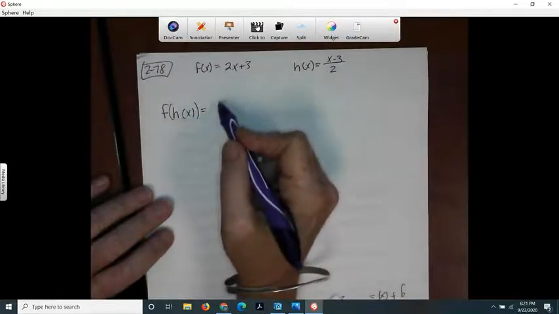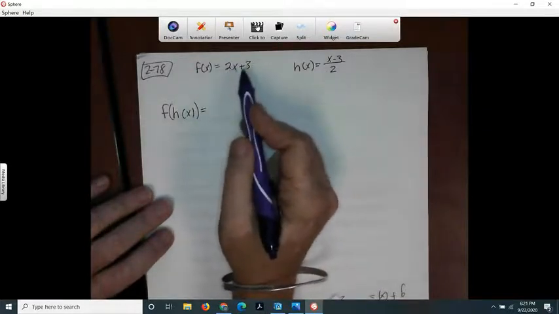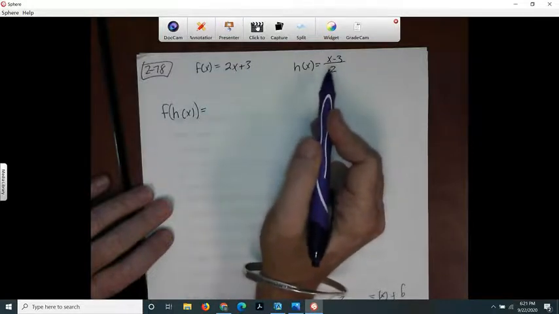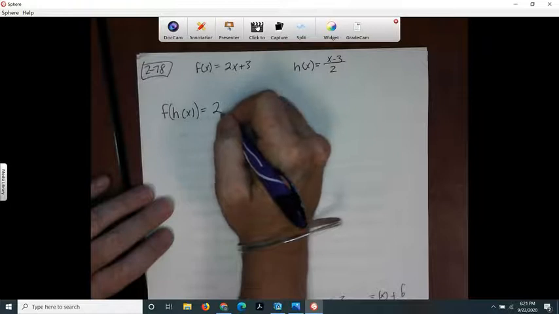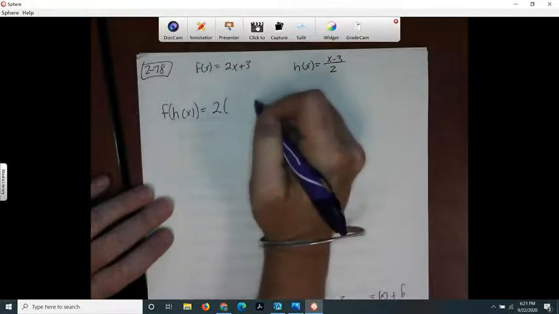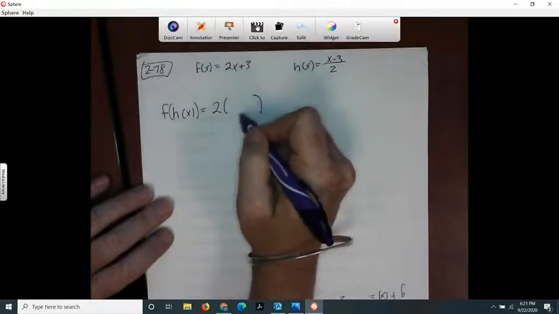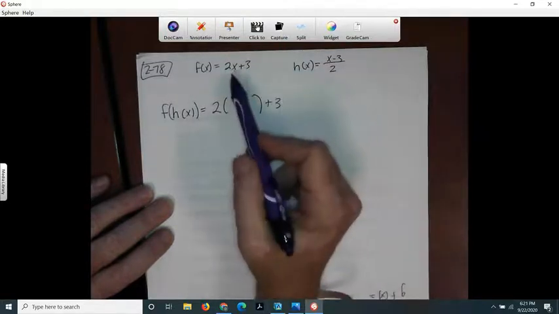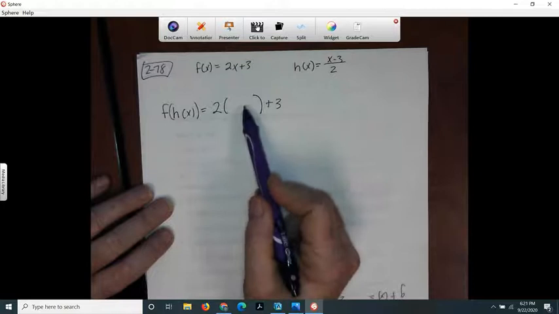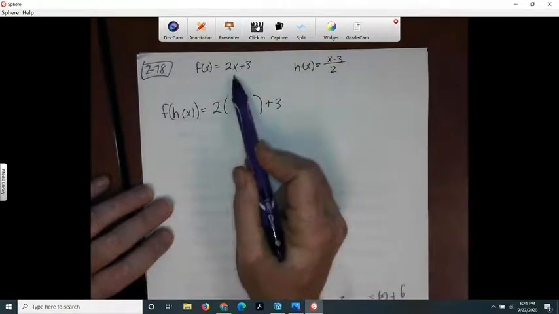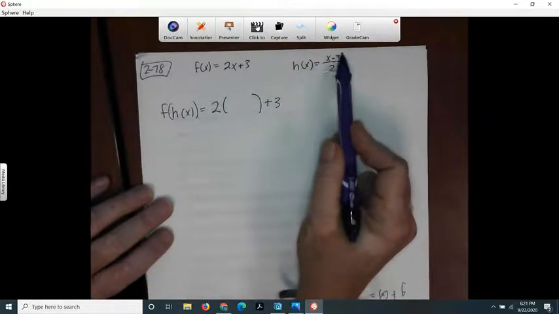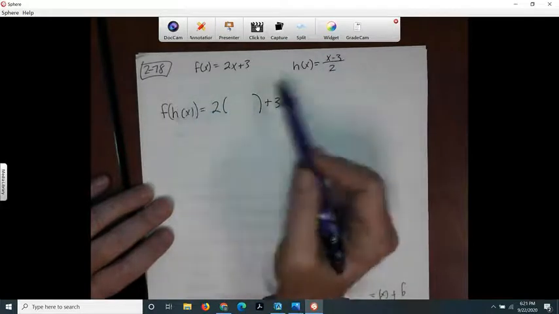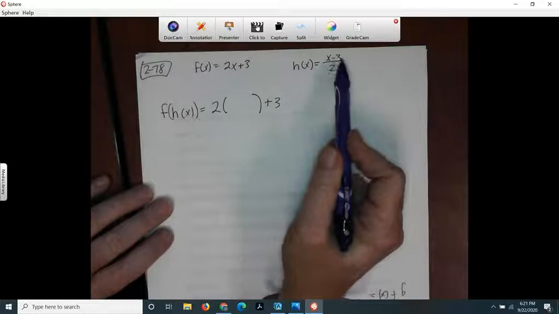So I write out my f function with the empty spot where I'm going to plug h of x in. So I'm going to go 2 times, this is where I'm going to put my x, 2x plus 3. See, I just wrote f of x down. That's 2x plus 3. But instead of x, I'm going to plug h of x in. That's what this notation means. So this is x minus 3 over 2.